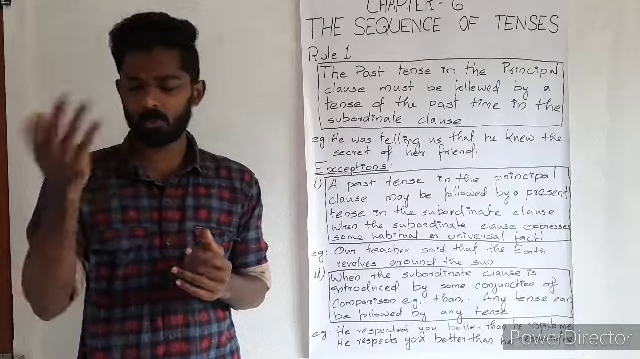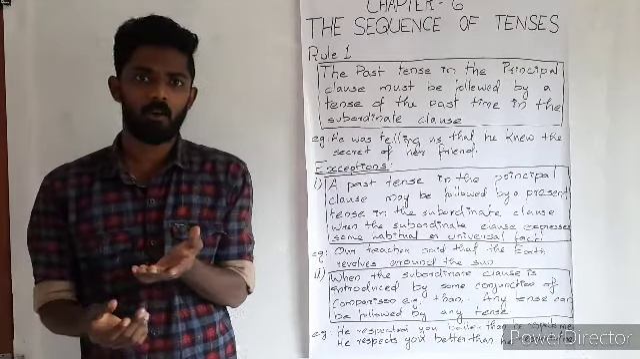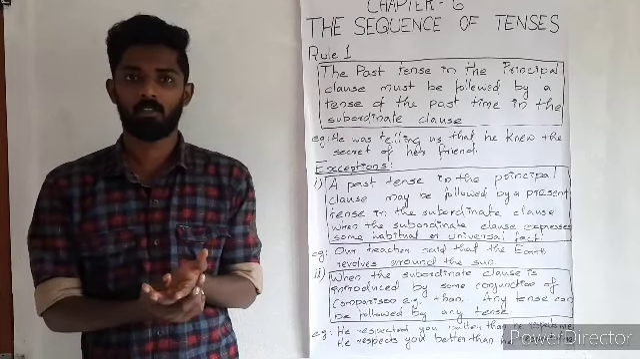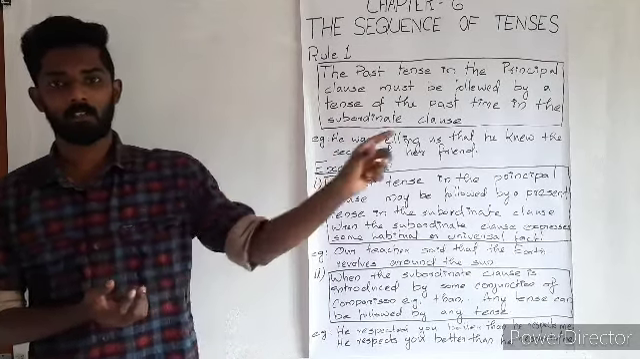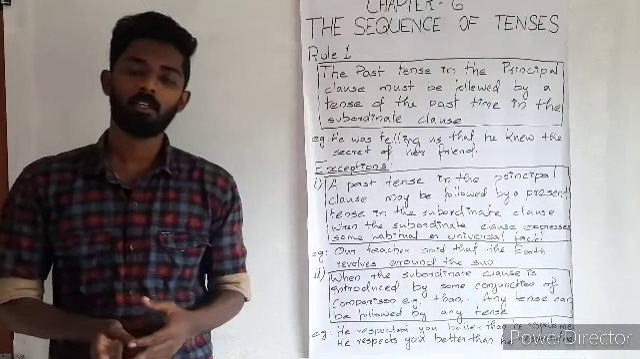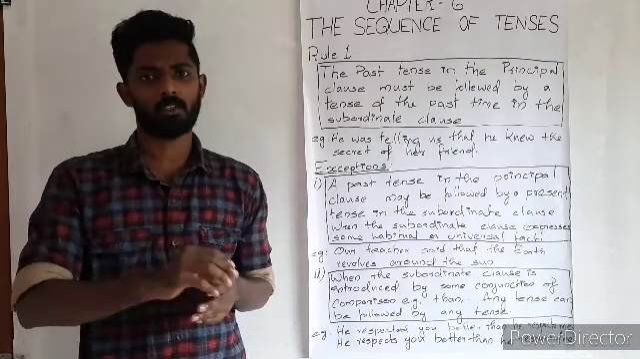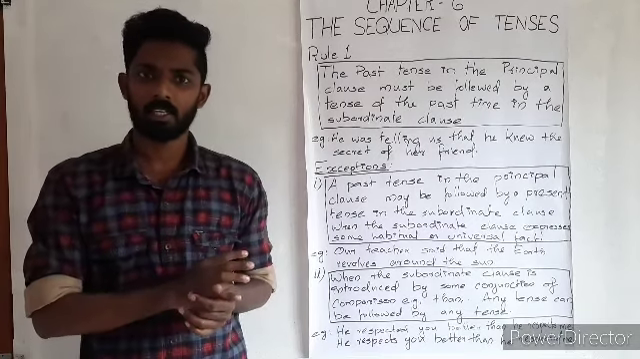And the third example which I am going to say is: the saint said that all men are mortal. So here, the saint said is in a past tense, and all men are mortal is in a present tense, because it is a universal fact. So it is said like that.